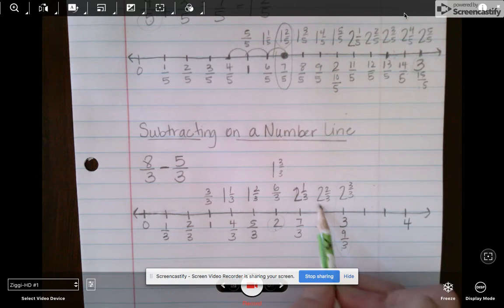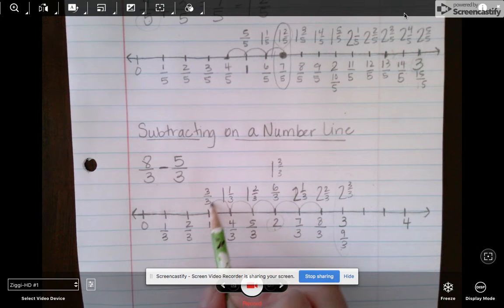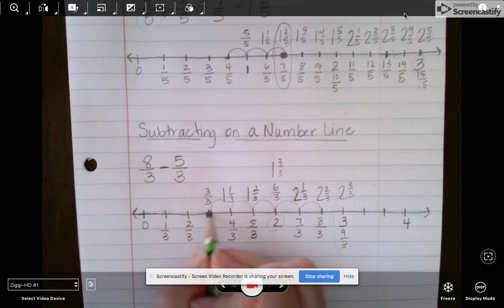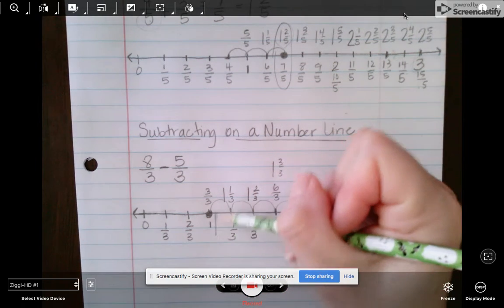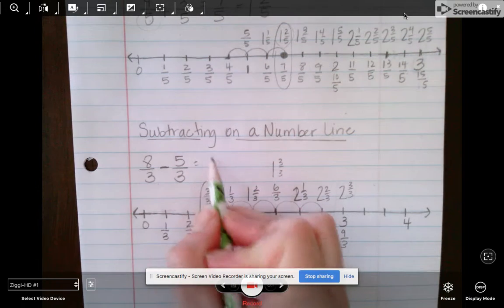1/3, 2/3, 3/3, 4/3, 5/3. So I've taken my 5/3 from my 8/3, and I can easily see here that my answer would be 3/3, which is equivalent to 1.